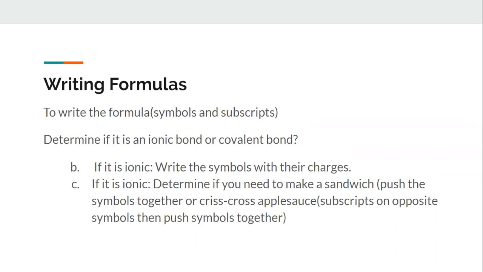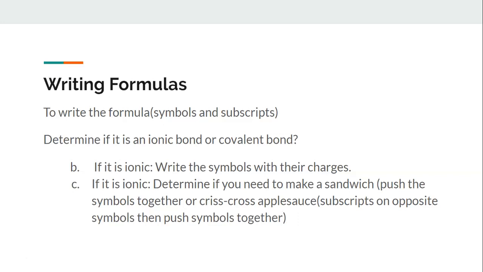If your formula is ionic, you're going to write the symbols just like before. However, this time, instead of writing your subscripts right away, you're going to figure out your charges. You need to figure out how many electrons are given off or taken on. Once you've determined your charges, you need to do an applesauce or a sandwich question. Again, do your charges have the same number? If they do, you're just going to sandwich your symbols together. If your numbers are different, so if you have a 4 and a 2, those are different, you're going to crisscross applesauce. And then you're going to push your symbols together.